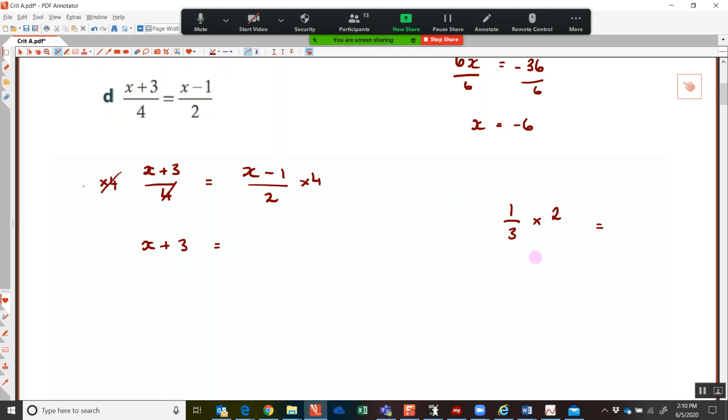Hang on. Do this one. The 1/3 multiplied by 2. What's the answer? 2/3. Okay? You multiply the top only. Why is 1/3 multiplied by 2 not 2/6? That's a bit abstract.